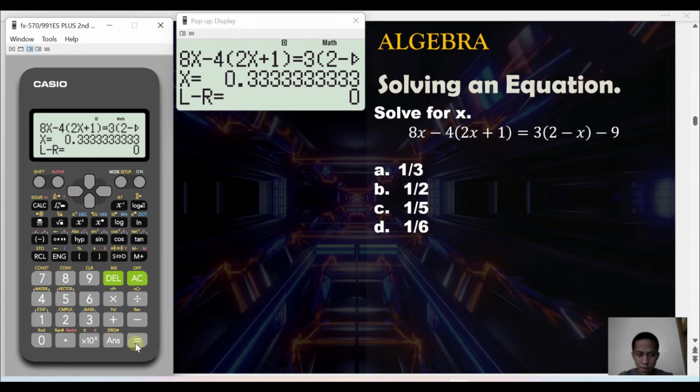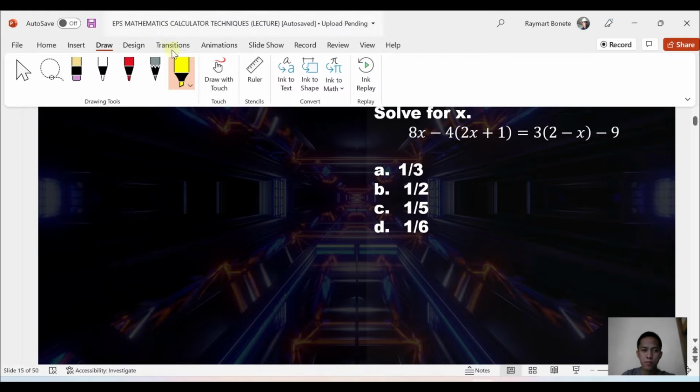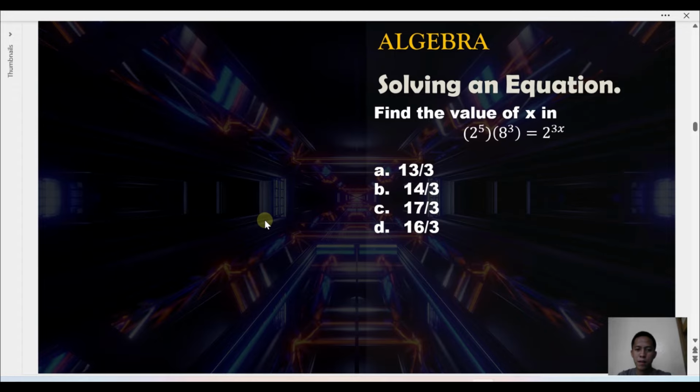Okay, shift solve natin guys, shift solve. Okay, equals lang. So it will give you 0.3333. So, yung answer natin, that is 1/3. Okay, so 0.33333. So that's rational, so 1/3 siya. So let's proceed guys to our next problem.